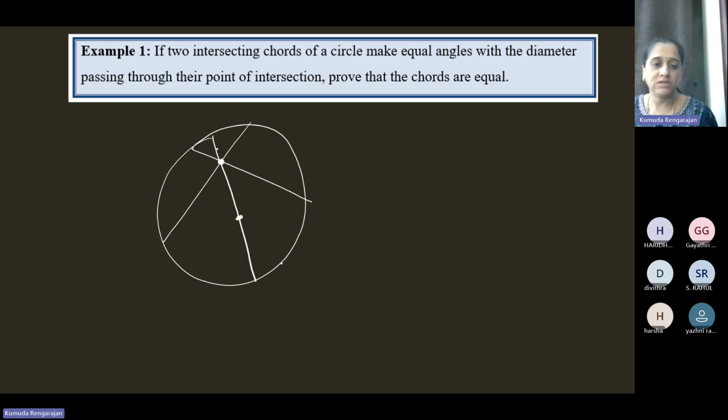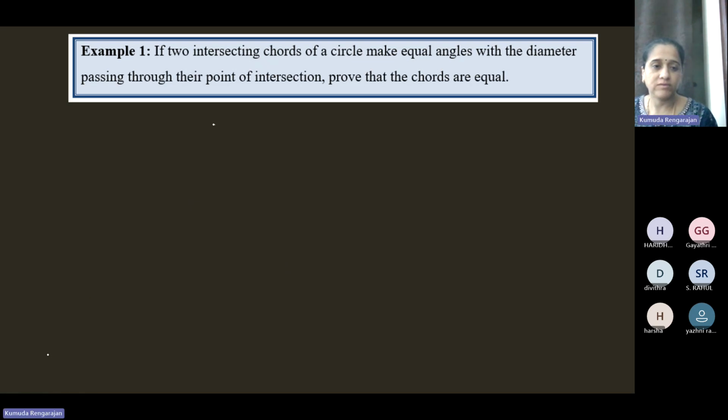Okay. Now, these two chords make equal angles with this diameter. So that means angle 1. See, this is one chord. This is the diameter. So this is the angle between the chord and the diameter. Again, this is the angle between the second chord and the diameter. Given that angle 1 is equal to angle 2, we need to prove that the chords are equal.